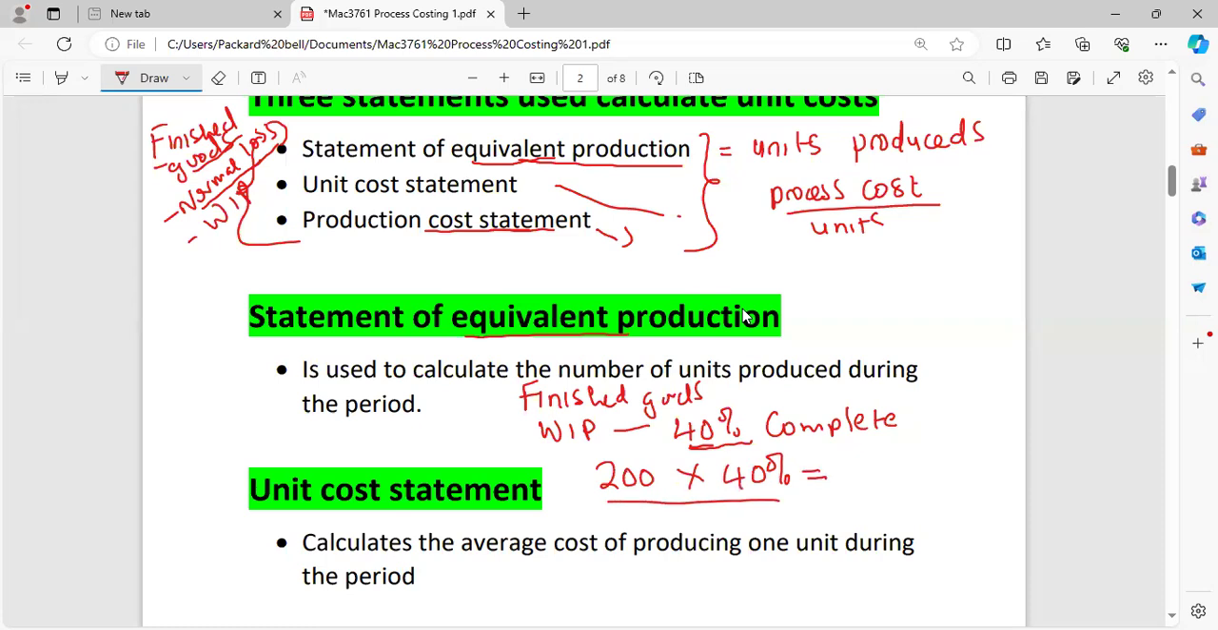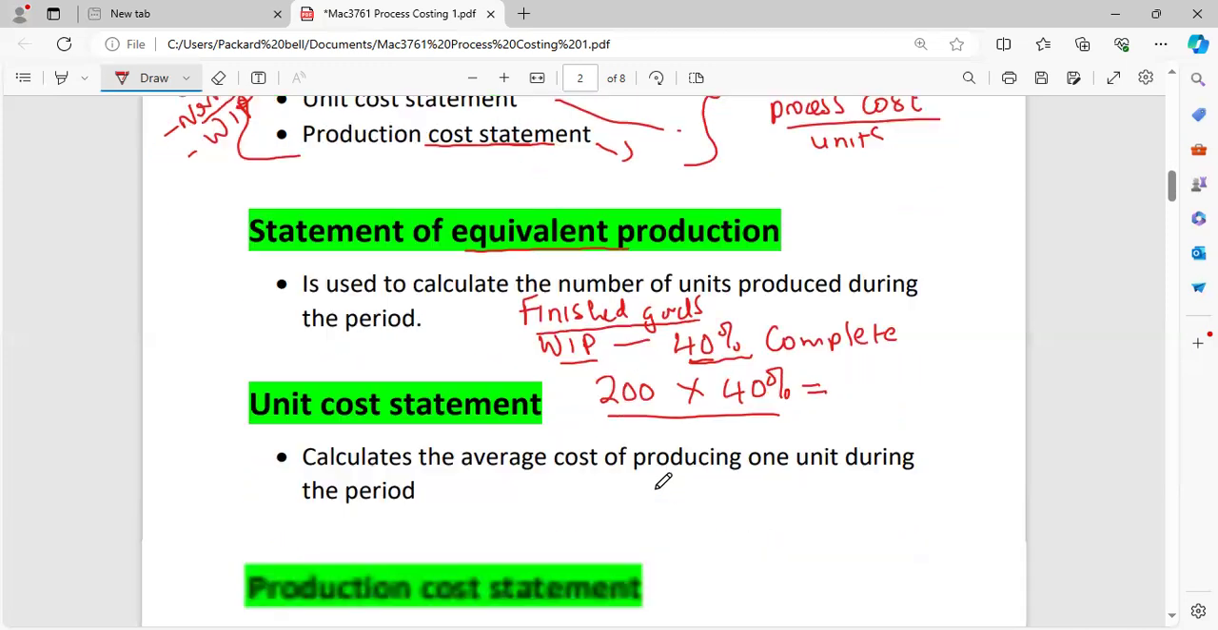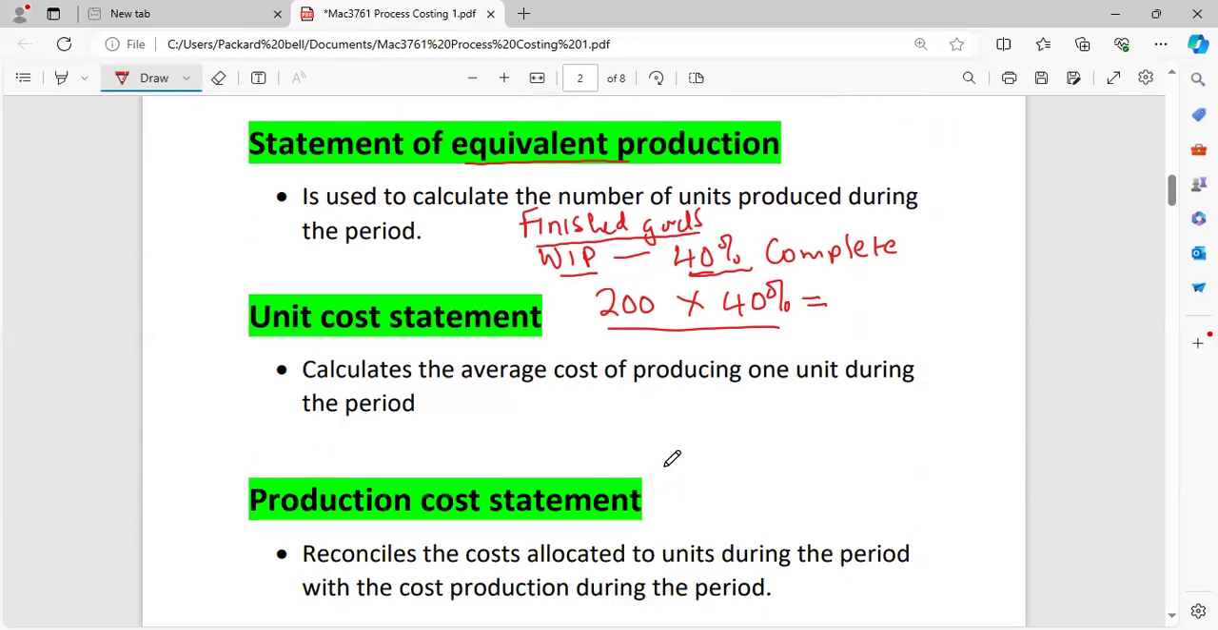So that's basically the statement of equivalent production. So in the statement of equivalent production, we'll have finished goods and work in process. And when you convert, because remember here we want the unit cost, we need to see the work in progress. What was the progress? It is 40% progress. So we convert that one to equivalent units. So that's another area that you need to look at. But you will see when you do the question, I think it's going to illustrate more when we look at the question.